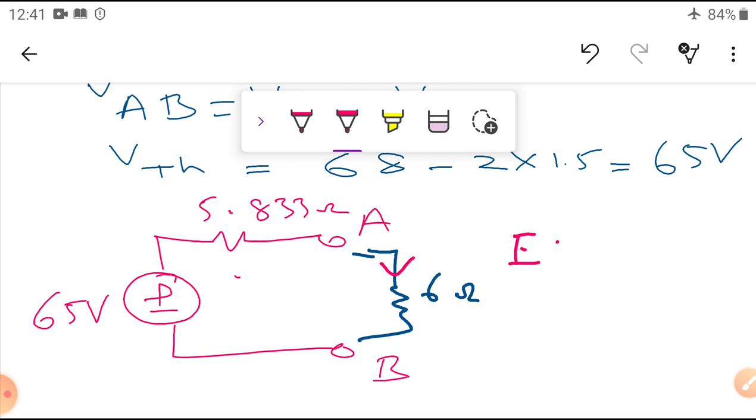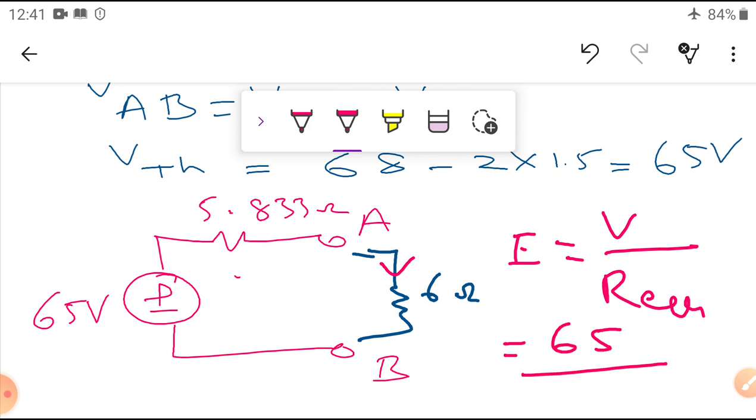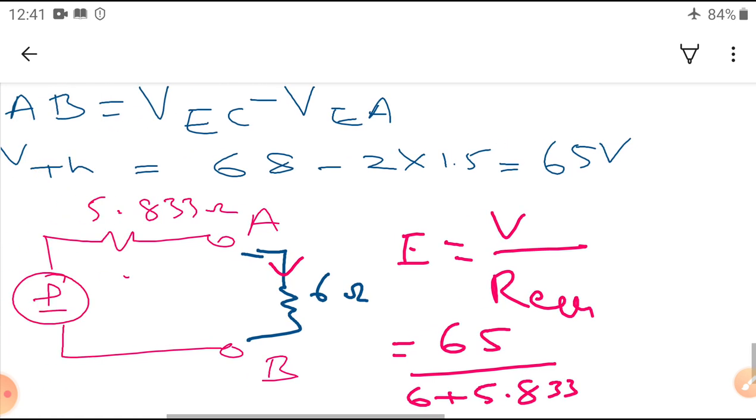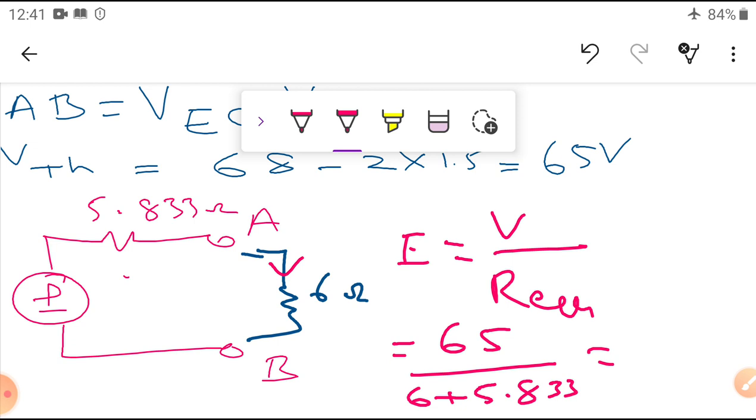So I is equal to V by R equivalent. What is the V? V Thevenin, 65. What is the R equivalent? R Thevenin and this one, that is 6 plus 5.833. So the current is 65 by 11.833, which is nearly 6 amperes. That means 6 amps current is flowing in the circuit. So the current through the 6 ohm resistor is equal to 6 amperes.